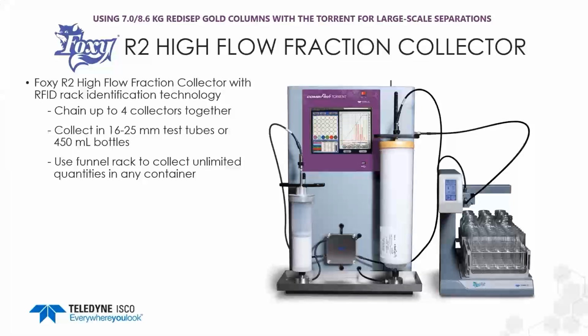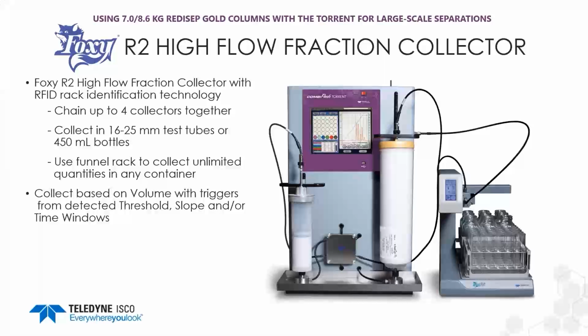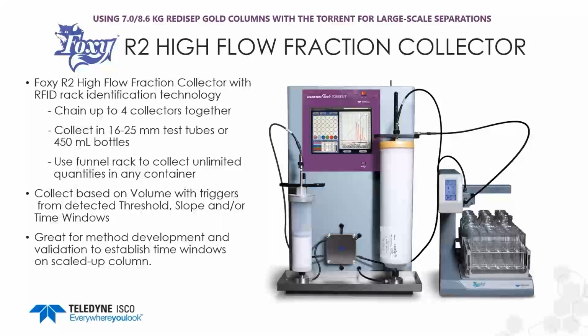You can also chain up to 4 of these Foxies together on the system to increase your fraction collection capacity. You can collect based on volume with triggers. You can detect from threshold, slope, and/or time windows for this. And this is a great tool when you're doing initial method development. You need to find out where your peaks are coming out. You want to fractionate accordingly because you can take smaller cuts with your test tubes or your bottles versus what you would do with a bulk separation. And you can establish time windows on a scaled up column.